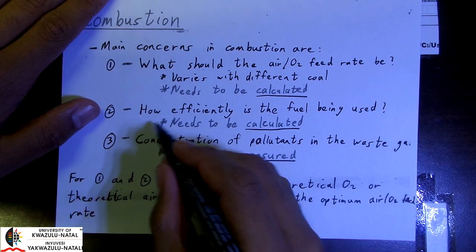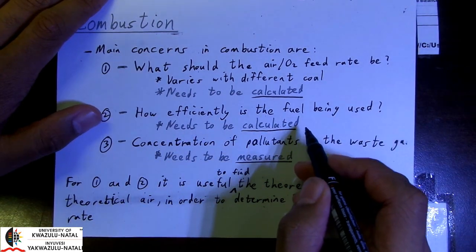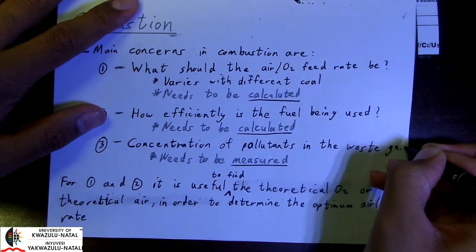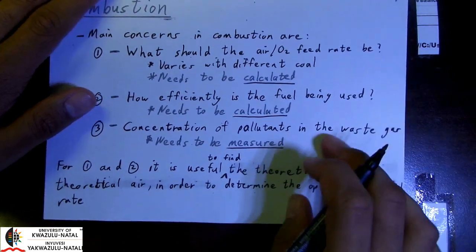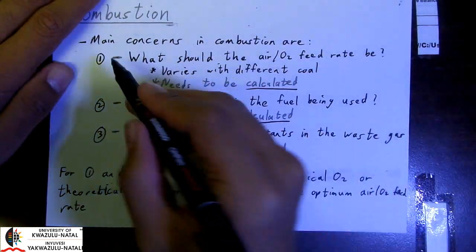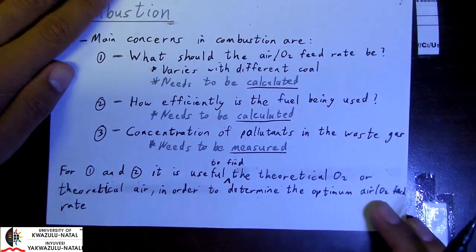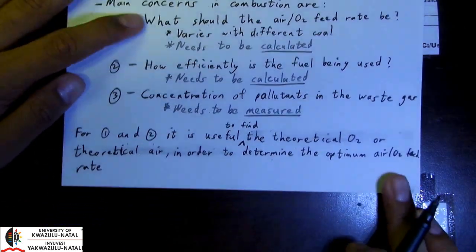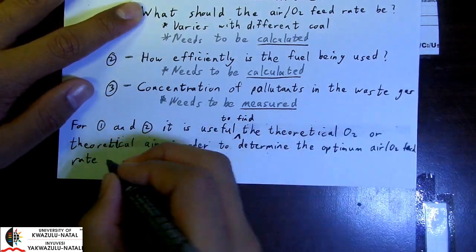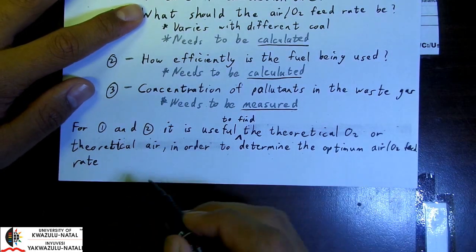We also need to know how efficiently the fuel is being used. This also needs to be calculated. And we need to know the concentration of pollutants in our waste gas. This is something that can be measured and dealt with. So on points 1 and 2, we can calculate these two concerns. For points 1 and 2, it is useful to find the theoretical oxygen or theoretical air in order to determine the optimum air or oxygen feed rate.